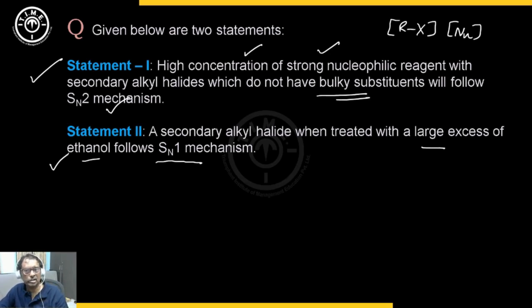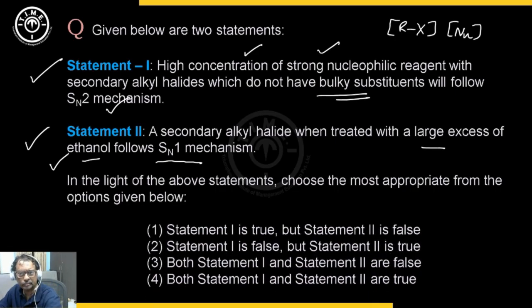So, when you have a large excess of ethanol, which is functioning as a polar protic solvent, it can do an SN1 mechanism. So, this is also possible. Statement 2 is also correct. So, we find that option 4 is the correct answer. Both statement 1 and statement 2 are true.